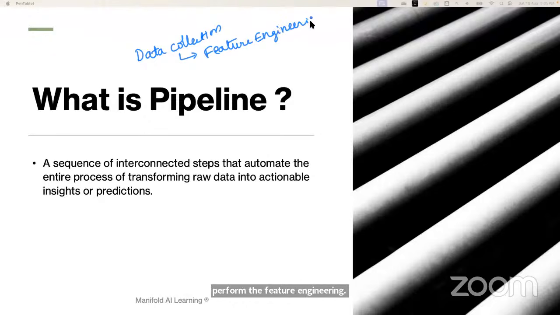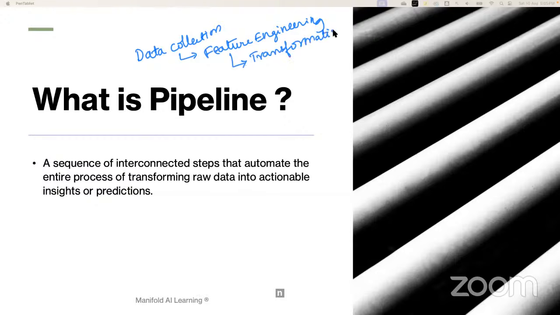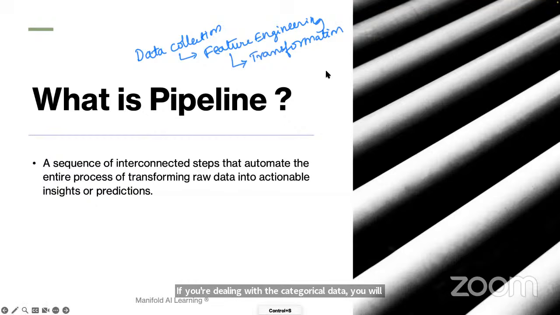Once you perform the feature engineering, you will transform the data such that every data that you have got is in a structured format. You will also go ahead and perform the data transformation depending on the type of data that you're dealing with. If you're dealing with categorical data, you will apply the label encoder or the one hot encoder. If you're dealing with continuous values, you would apply the standard scaler.